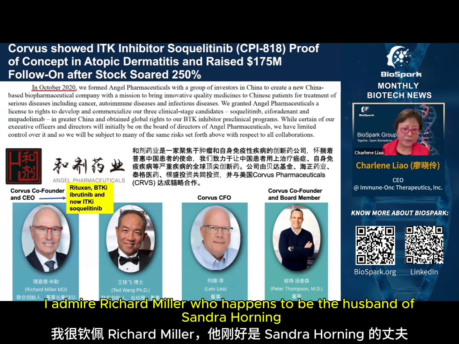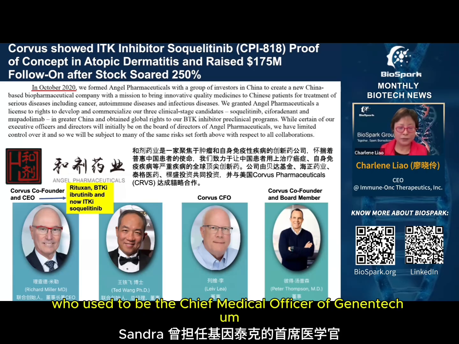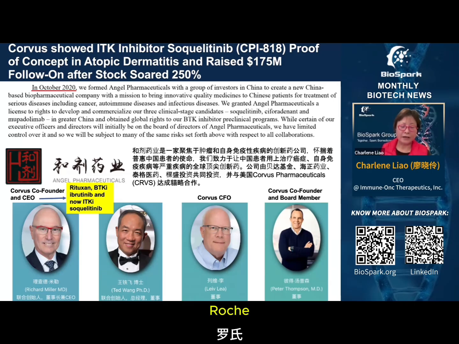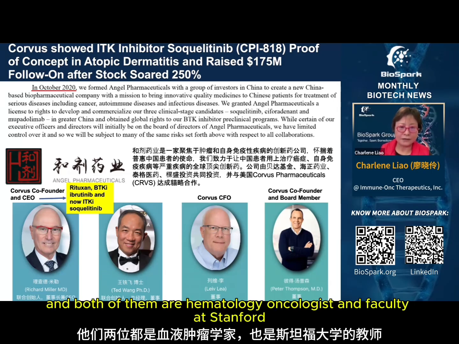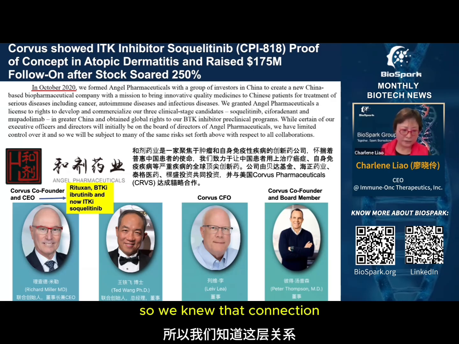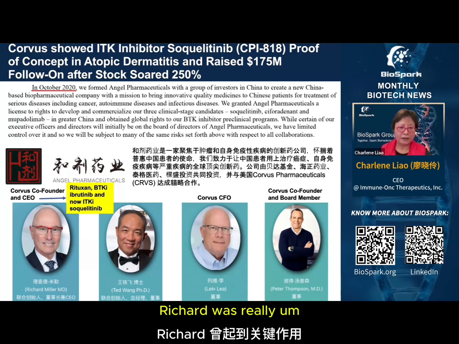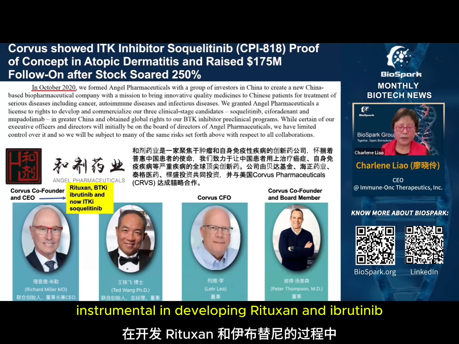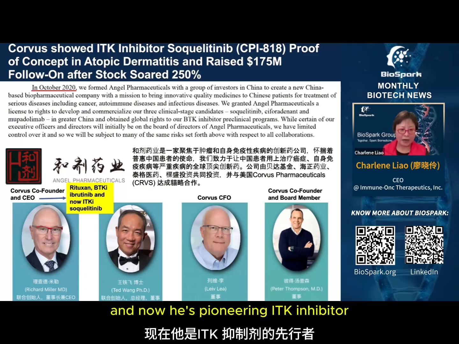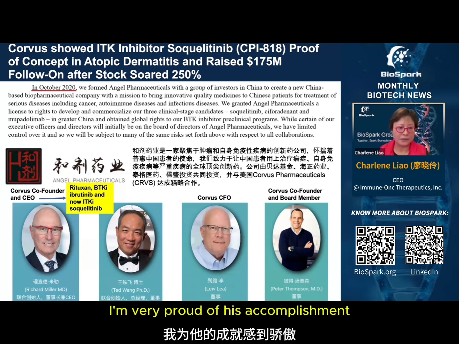I admire Richard Miller, who happens to be the husband of Sandra Horning, who used to be the chief medical officer of Genentech, Roche. And both of them are hematology oncologists and faculty at Stanford. So we knew that connection. And Richard was really instrumental in developing Rituxan and ibrutinib, and now he's pioneering the ITK inhibitor. I'm very proud of his accomplishment.